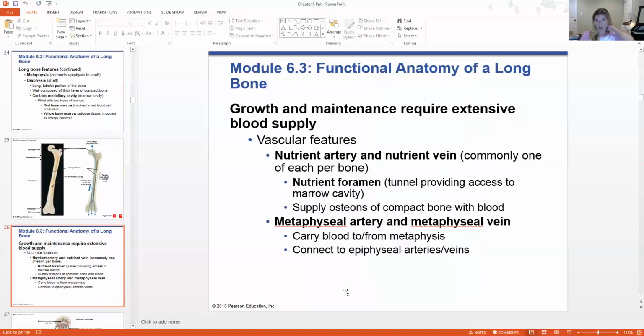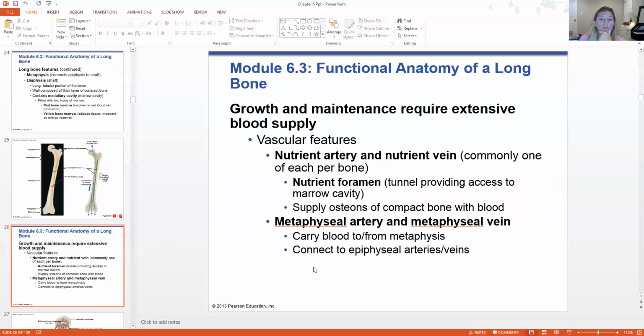Let's talk about how these long bones are maintained. They are vascular, whereas cartilage is avascular and does not have a blood supply. Bones are vascular. They have a nutrient artery and nutrient vein. Usually there's just one per bone. Some long bones have several, like your femur. There's a nutrient foramen, which is the little tunnel where these veins and arteries can get in.